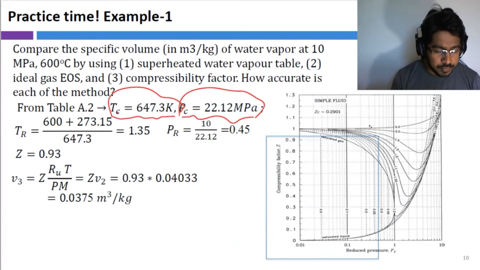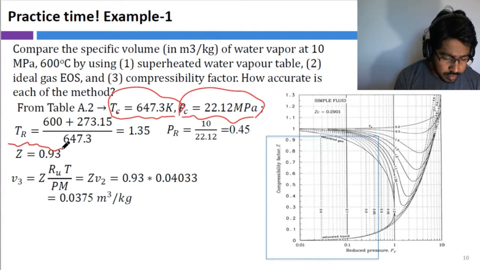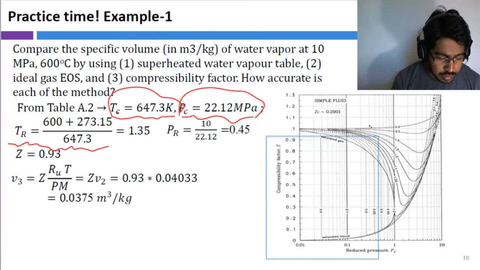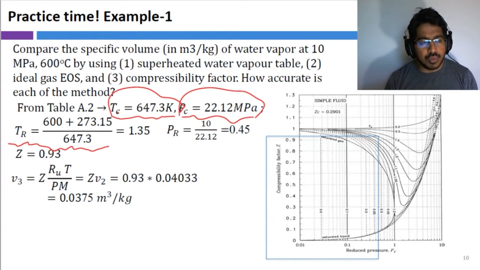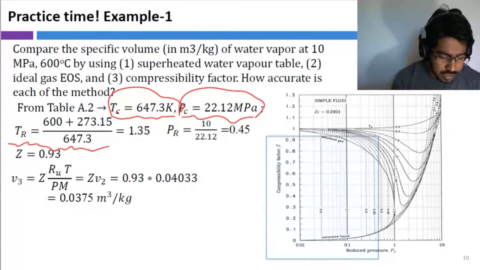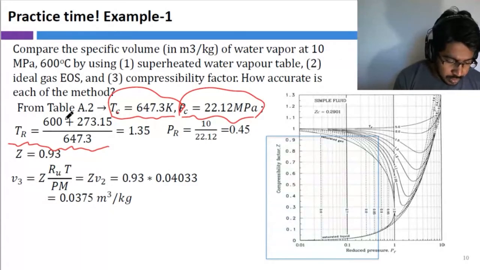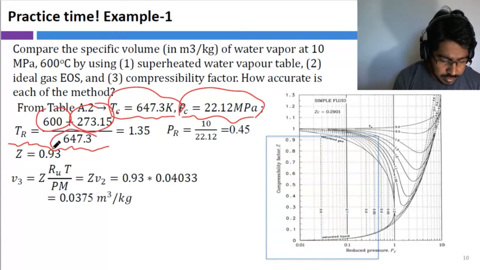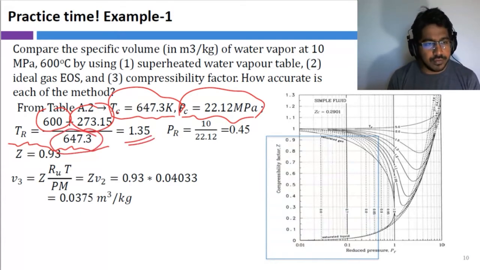And then after having those two, I calculate the reduced temperature and reduced pressure. To calculate the reduced temperature, it's very important, I cannot emphasize this enough: always use Kelvin, right? If you use Celsius, then your answers will be wrong, and for no reason, because you knew how to calculate the reduced temperature and still you could not score the marks. That is a pity. So 600 plus 273.15, divided by the critical temperature, we come across 1.35.